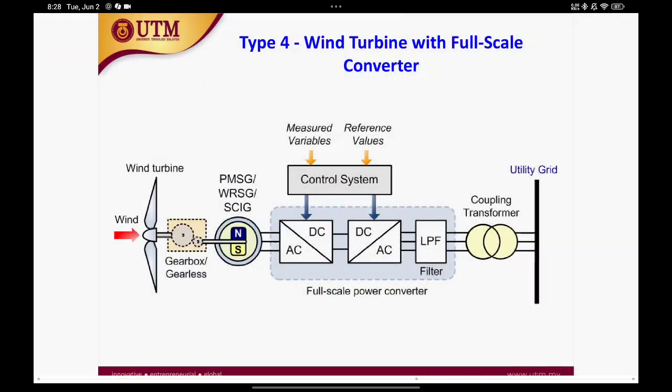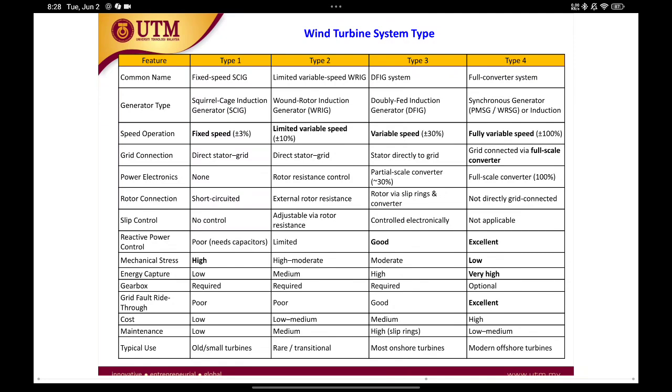Okay, so this is type 1, type 2, type 3, type 4. No need to memorize all, I think. But basically everything that I explained before is summarized here.